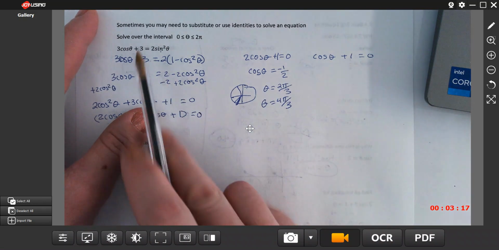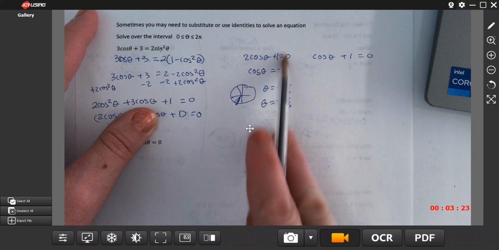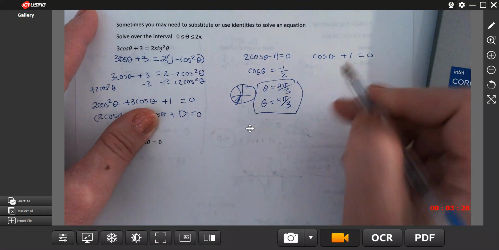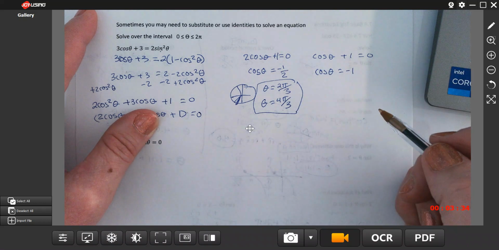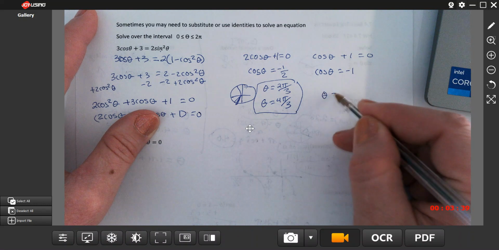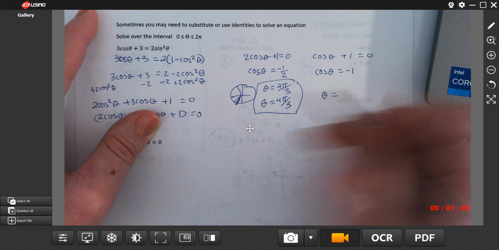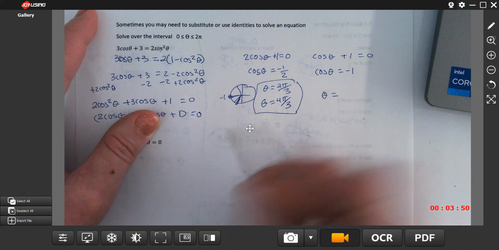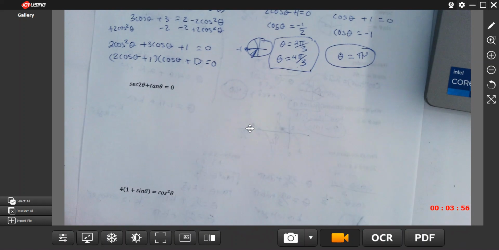And now I'm going to go back and look at my directions, and it says solve between 0 and 2 pi. So that's all of the solutions I get for that. And now I'm going to solve this one. So cosine theta equals negative 1. There's only one place where cosine equals negative 1. You know where it is. Pi. Great. And that's it. So we solved that one. All done.